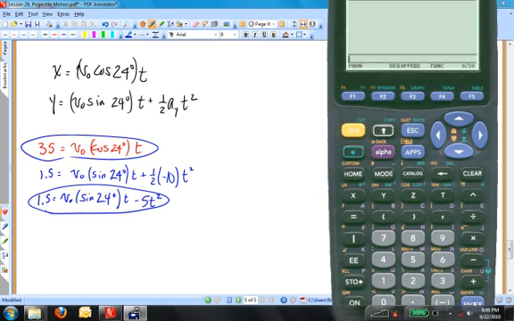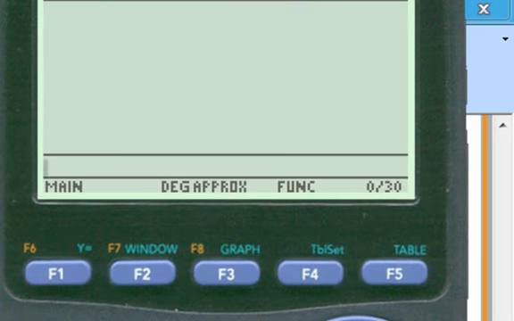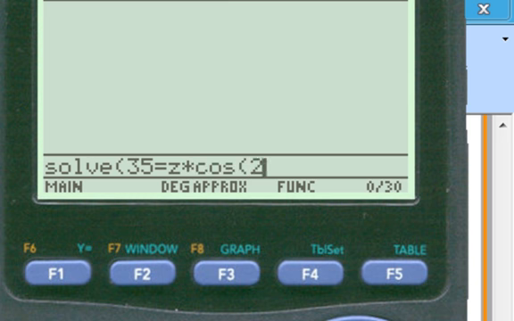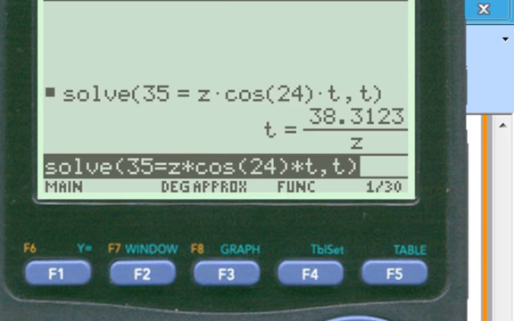And here we go. Let's solve these two equations for the initial velocity. And I could also figure out what the time is, but I'm really interested in the initial velocity. So I'm going to solve the first equation. 35 equals v naught. I'm going to use the variable z to represent v naught because I've got x and y already in other equations. I don't want to confuse them. Times the cosine of 24 multiplied by t. And I want to solve that equation for the time. There I've got an expression for what t is in terms of v naught.